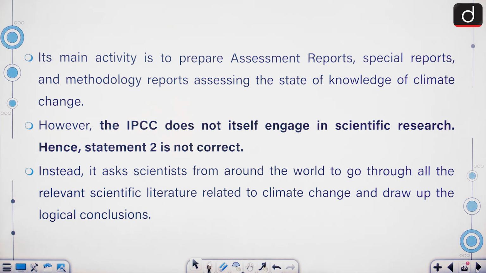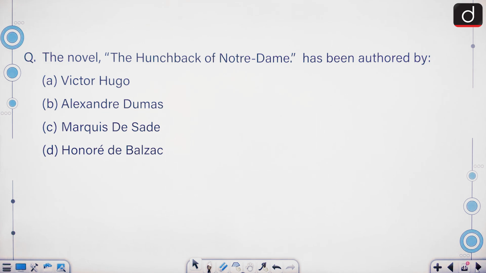Instead, it asks scientists from around the world to go through all the relevant scientific literature related to climate change and draw up the logical conclusion. The novel The Hunchback of Notre-Dame has been authored by. The correct answer is Victor Hugo.